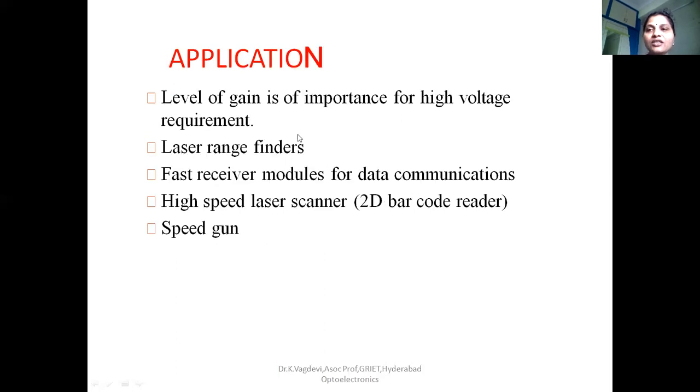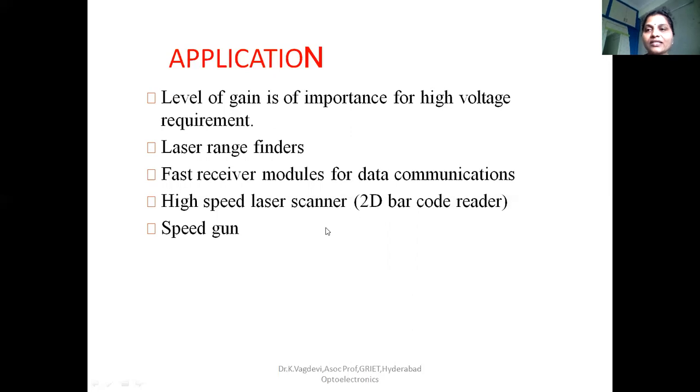The applications of these APDs are where the level of gain is of importance, high voltage requirement, large range finders, fast receiver modules for data communications, high speed laser scanners, 2D barcode readers, and speed guns.